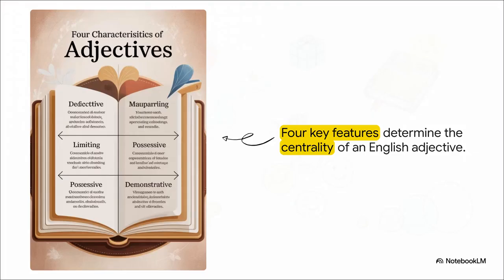This brings us to the 4 accepted features that determine an adjective's centrality. In linguistic theory, when a word checks all 4 of these specific boxes, grammarians consider it a true central adjective. If it lacks some of these features, well, it falls into the periphery, becoming a peripheral subcategory. These 4 criteria aren't just polite suggestions. They are the absolute bedrock of adjectival classification in English syntax. So let's break them down one by one.